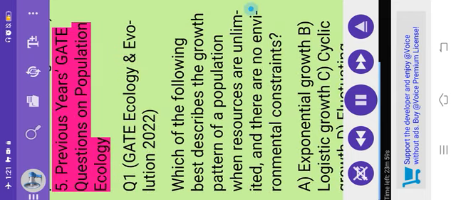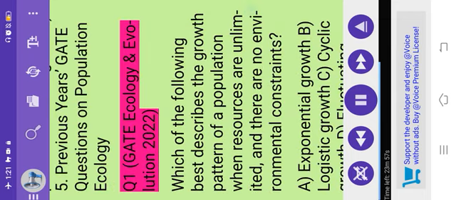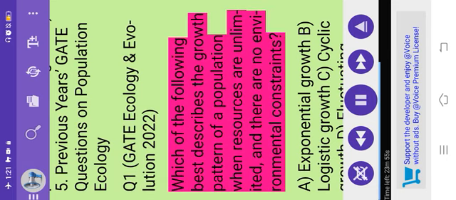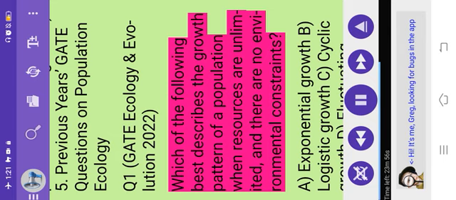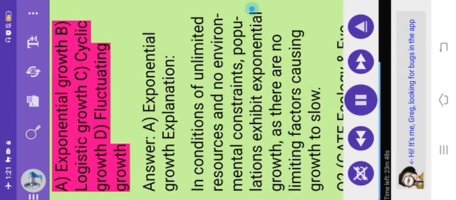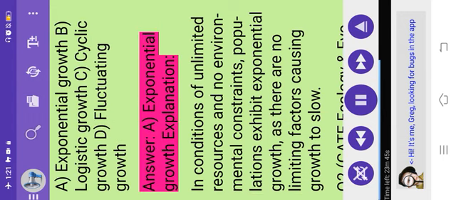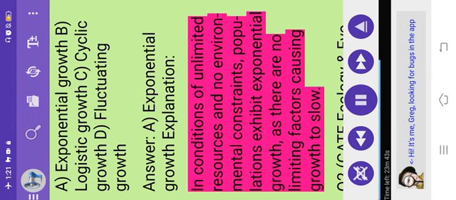5. Previous year's GATE questions on population ecology. Q1, GATE Ecology and Evolution 2022. Which of the following best describes the growth pattern of a population when resources are unlimited and there are no environmental constraints? A. Exponential growth. B. Logistic growth. C. Cyclic growth. D. Fluctuating growth. Answer: A. Exponential growth. Explanation: in conditions of unlimited resources and no environmental constraints, populations exhibit exponential growth, as there are no limiting factors causing growth to slow.